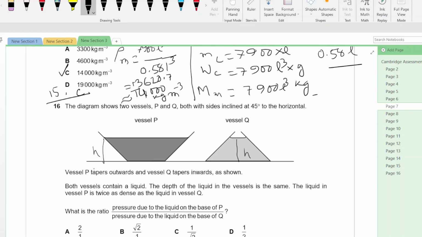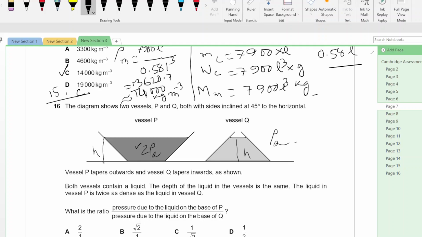The liquid in vessel P is twice as dense as the liquid in vessel Q. Therefore, consider the density of liquid in vessel Q to be rho Q. Therefore, the density of this liquid would be 2 rho Q.